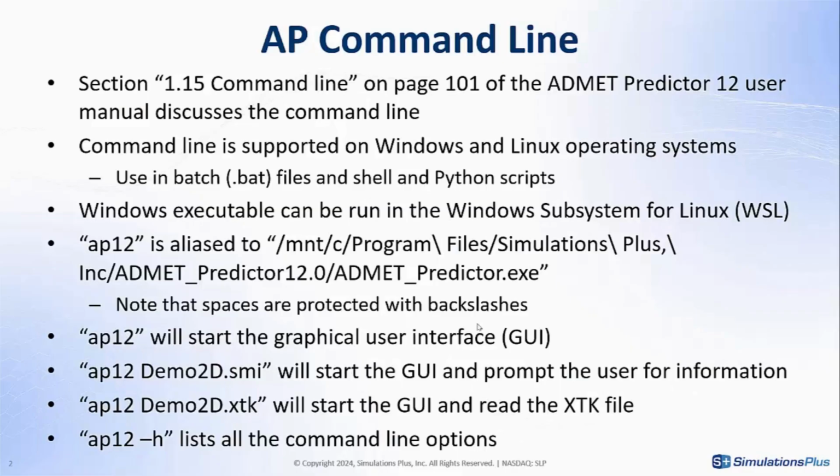This slide discusses some of the generalities of the AP command line. For more details, go to section 1.15, command line, on page 101 of the ADMET Predictor 12 user manual. Command line is supported on Windows and Linux operating systems. You can use it in batch scripts, in shell and Python scripts. Windows executables can be run in the Windows subsystem for Linux, and that's what I'll demonstrate today.